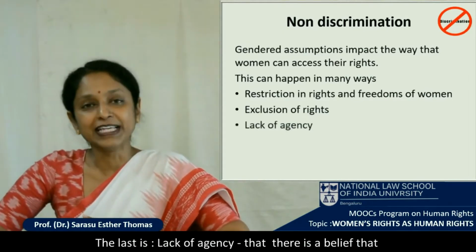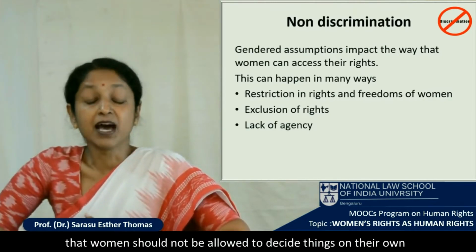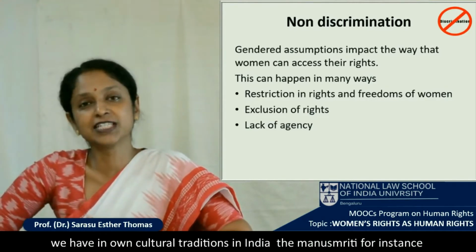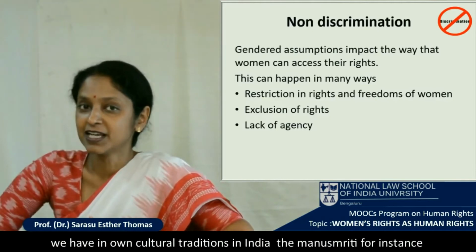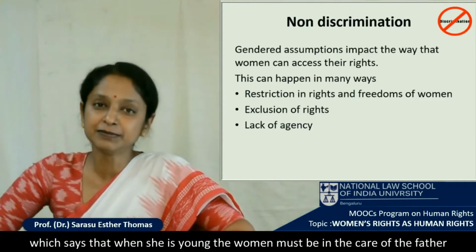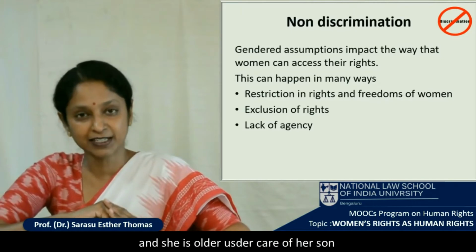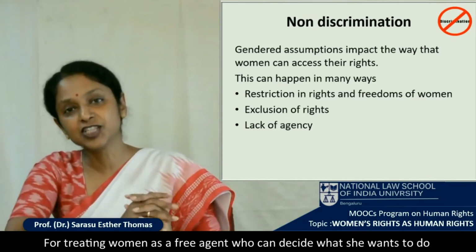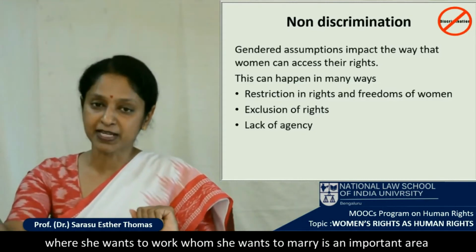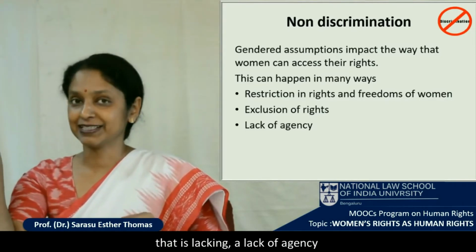The last is a lack of agency, that there's a belief that women should not be allowed to decide things on their own. We have in our own cultural traditions in India, the Manusmriti, for instance, which says that when she's young, the woman must be in the care of the father, when she gets married with the husband, and when she's older, under the care of her son. So treating the woman as a free agent who can decide what she wants to do, where she wants to work, whom she wants to marry, is an important area that is lacking, the lack of agency.